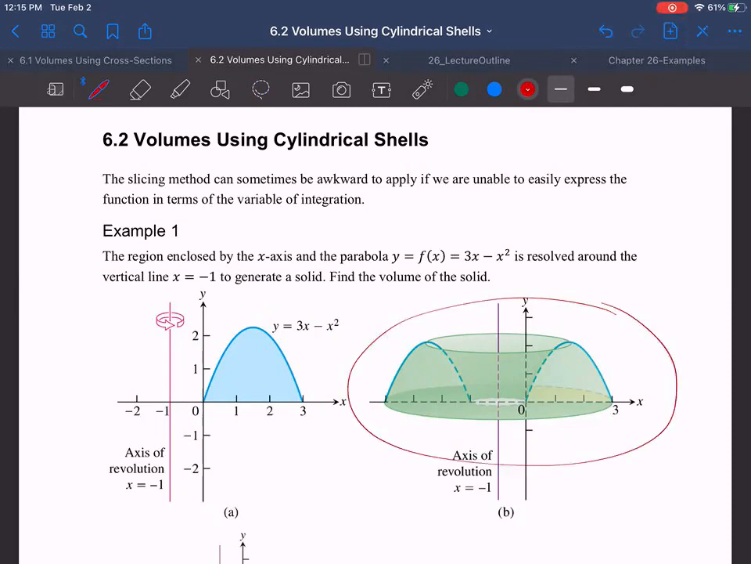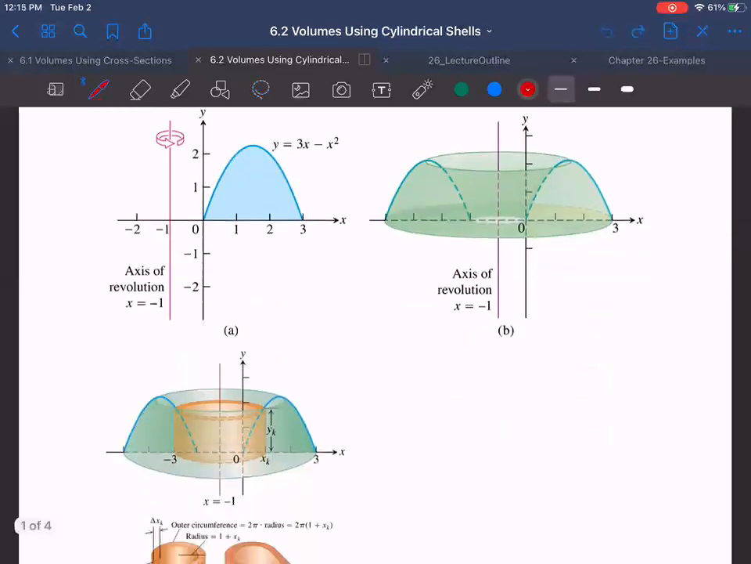Kind of like one of those, is it a bundt cake? Is that what that looks like to me? You know what I'm talking about? One of those cakes that you cook in the thing, and then they flip it over and it's shaped like that. Yeah, so that's what it looks like to me.